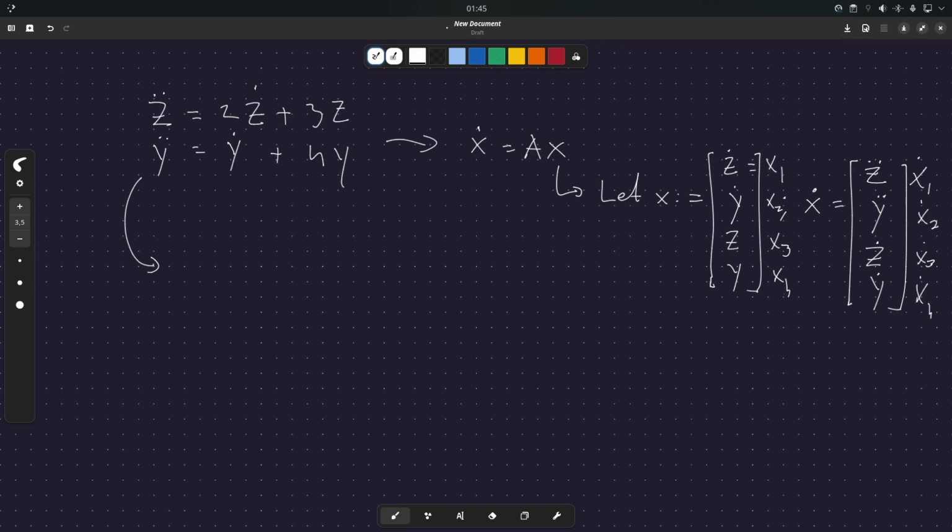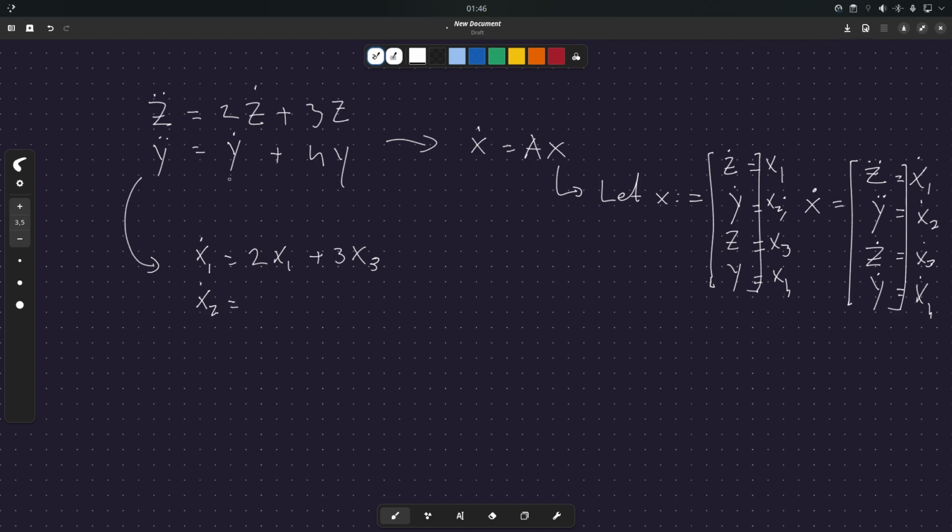You could put in equals here. If you get what I mean, I'm going to turn them all into X, basically. So then on the left-hand side, we would get X1 dot. Z double dot is our first entry in X dot, our first row, equals 2, and then we can look at X1, and Z is X3. So 2x1 plus 3x3.